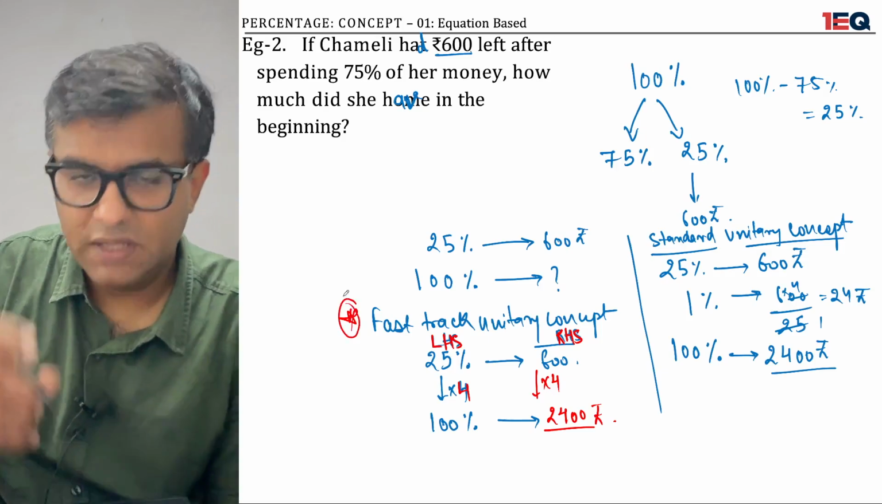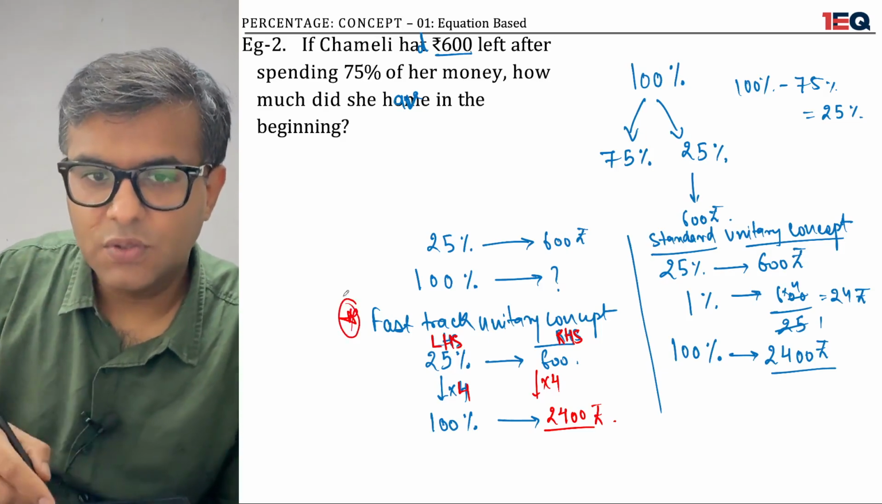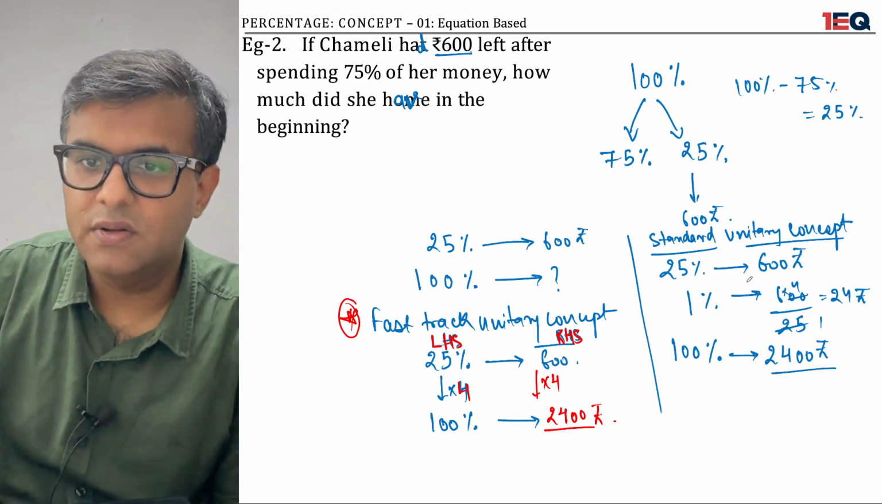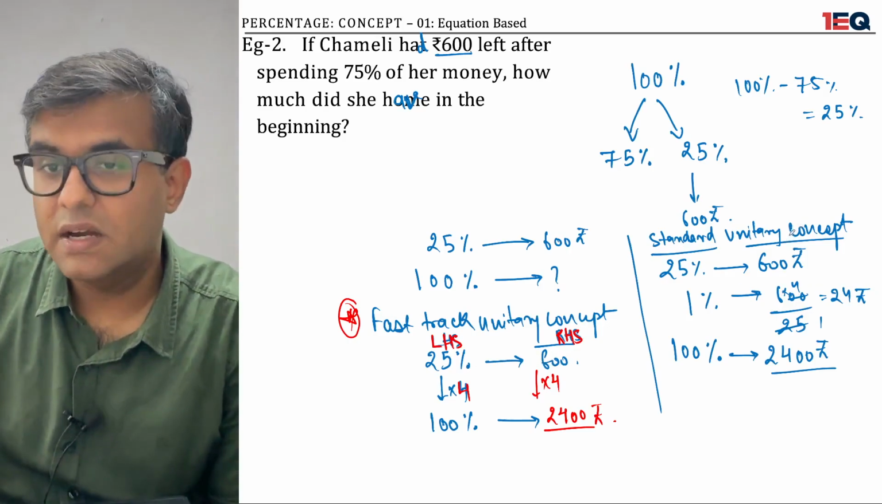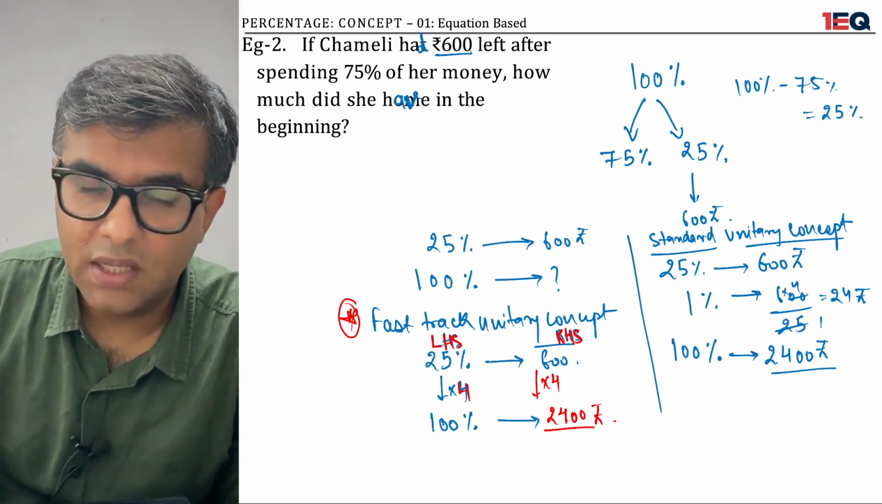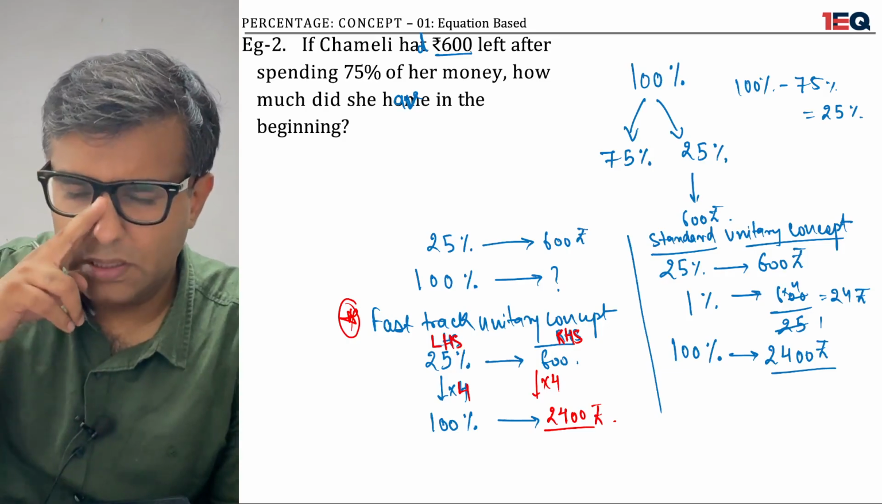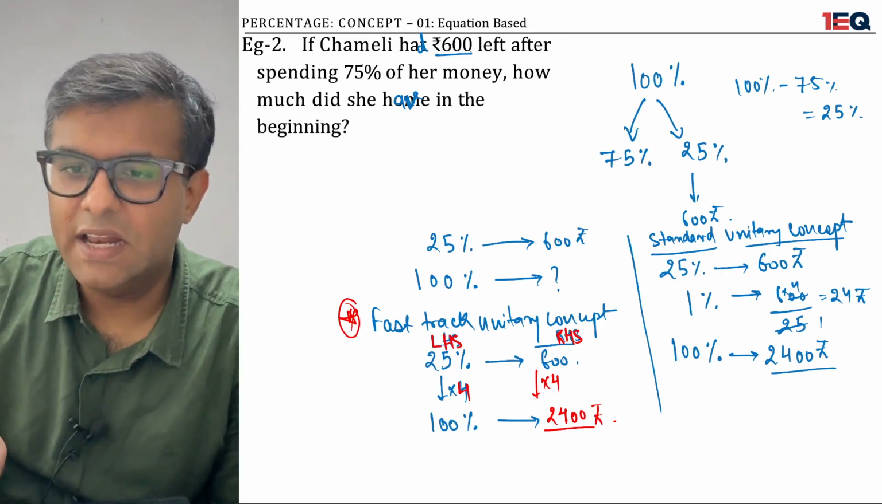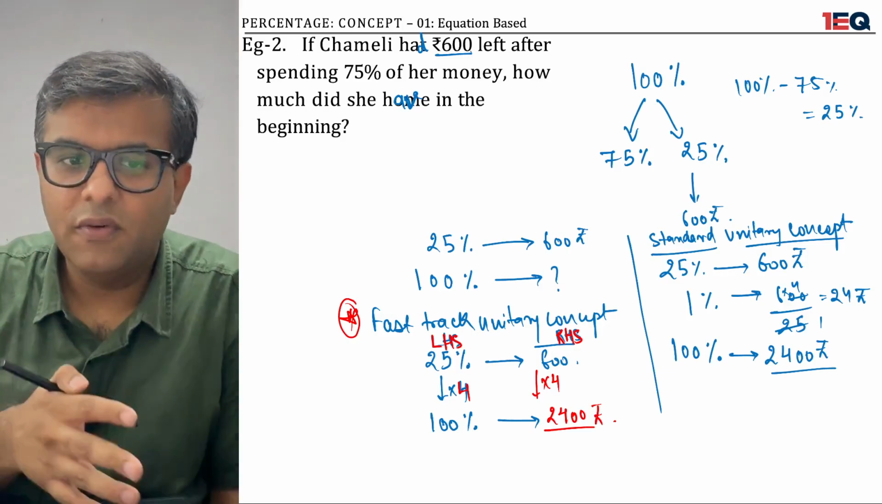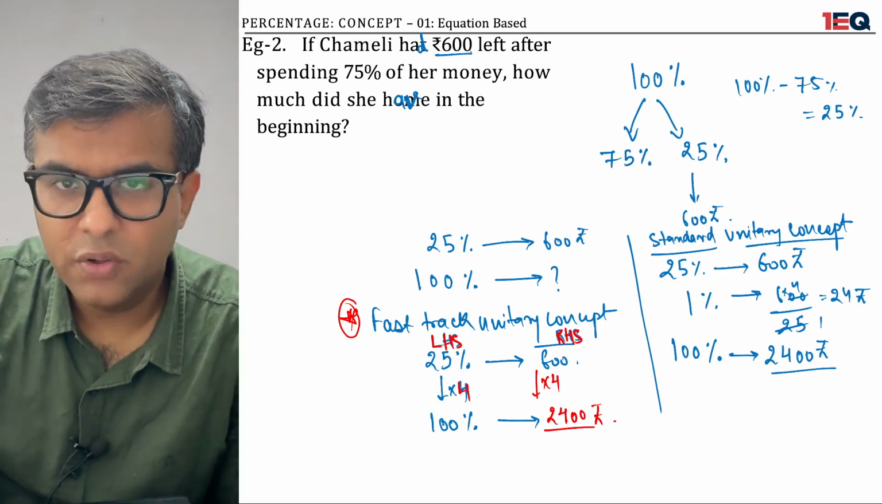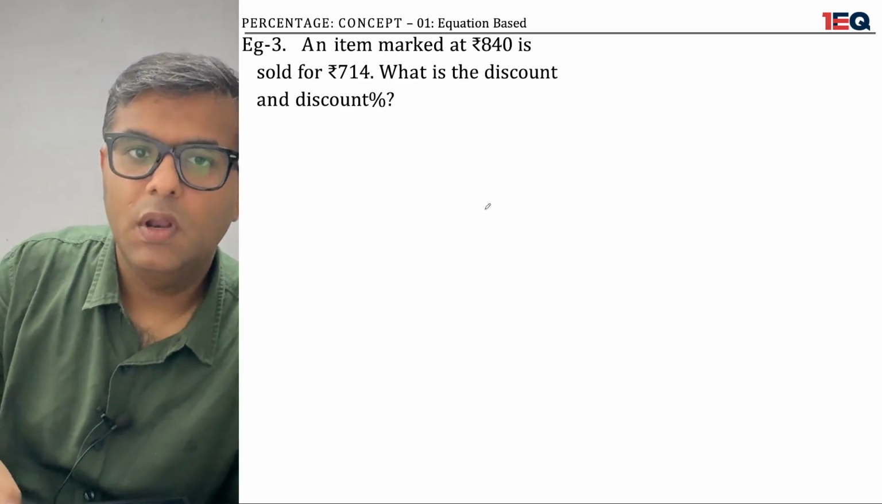Always think of solving things with the fast track unitary concept. Even if you still follow standard unitary concept, believe you me, I have no problem. But just to save maybe 2 or 3 seconds out of your entire calculation, I would recommend you go for the fast track unitary concept. Okay.